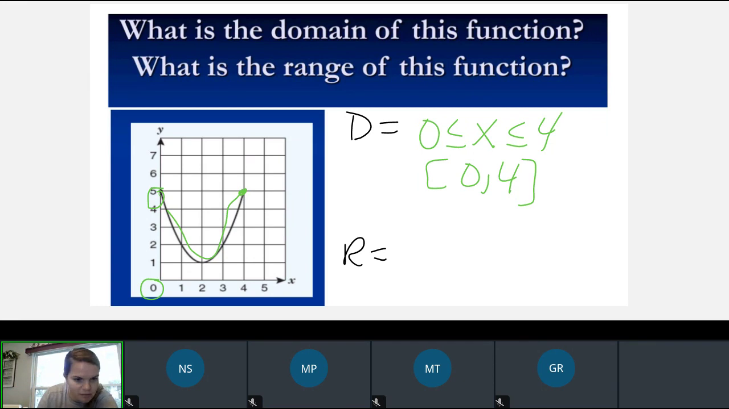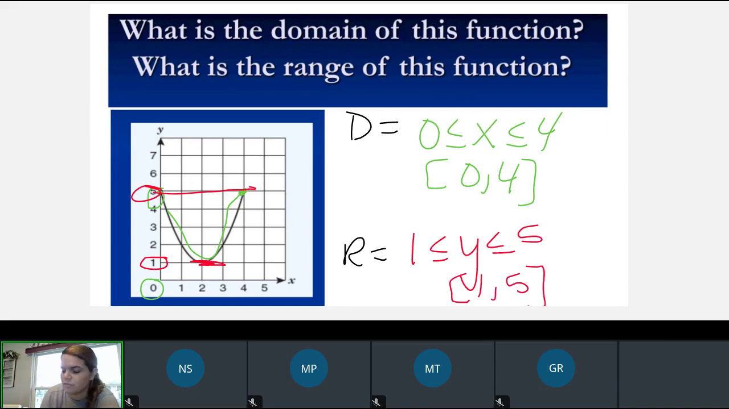All right, so now let's talk about the range. The lowest point is going to be down here at 1. And our highest point is up here at 5. Or if we wanted to write it in interval notation, it would be 1 to 5 inclusive.